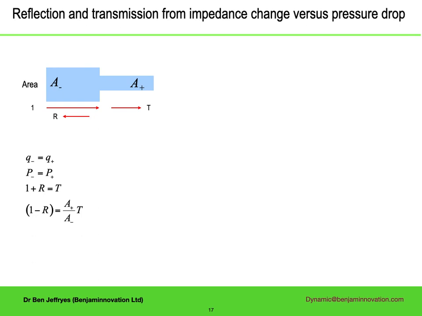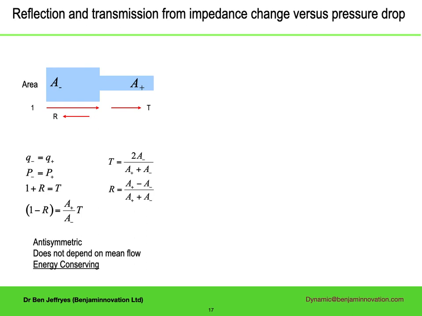This is what you normally learn about reflection and transmission in one-dimensional acoustics. It's all about impedance. For fluid, that means area changes. Match pressures, match volume flow, and that gives formulae for reflection and transmission. The formula is antisymmetric. The reflection coefficient changes sign depending on the direction the wave comes from.